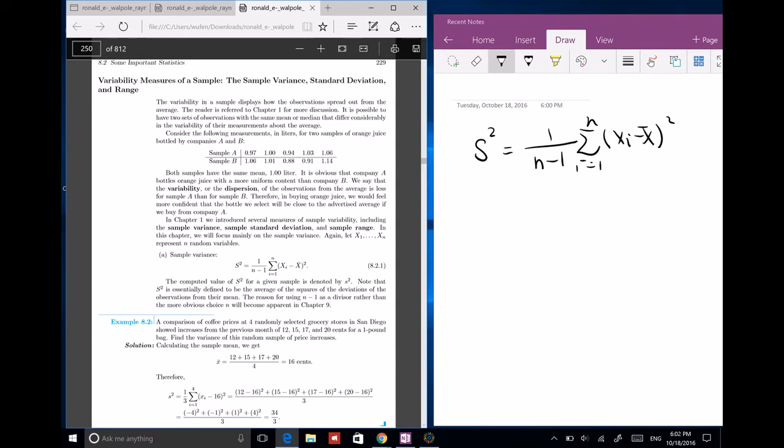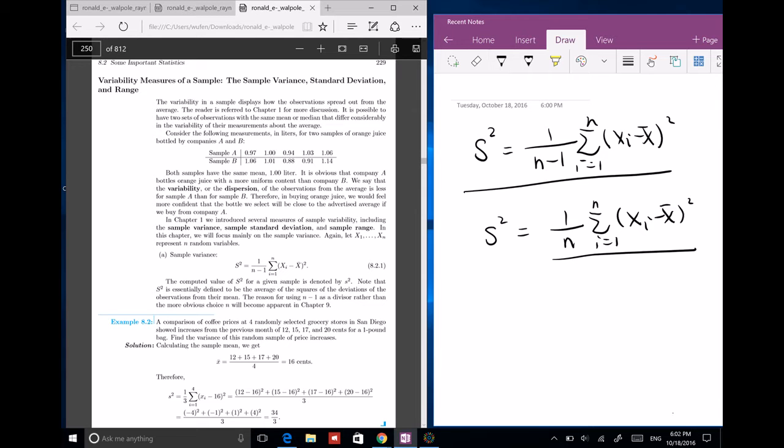The reason for using n minus 1 as a divisor rather than the more obvious choice of n is something we're going to introduce in chapter 9. If I use 1 over n, then it is a biased estimate. If you use n minus 1, in chapter 9 we're going to explain why we use n minus 1. If we use n minus 1, it's going to be an unbiased estimate of the variance of the population.